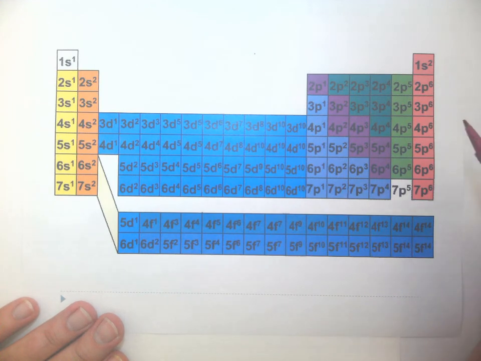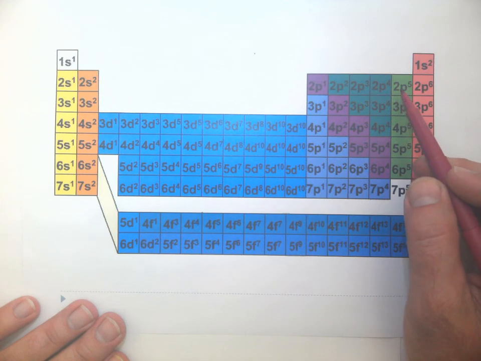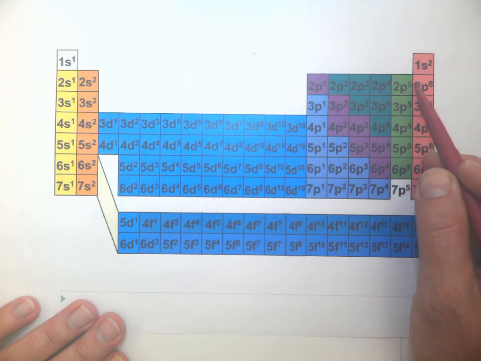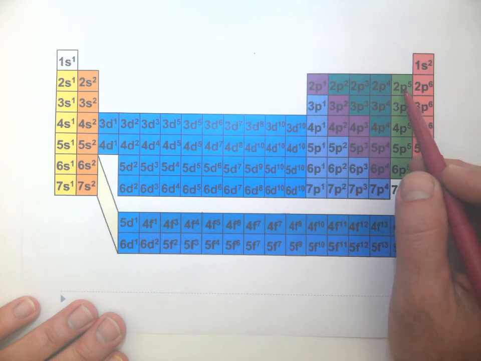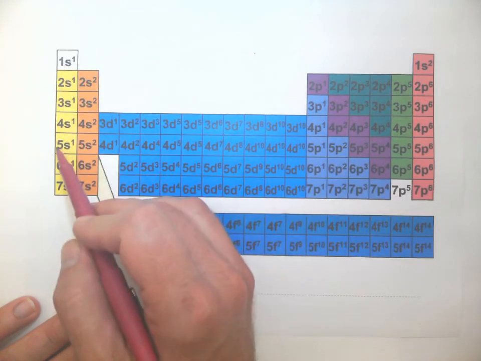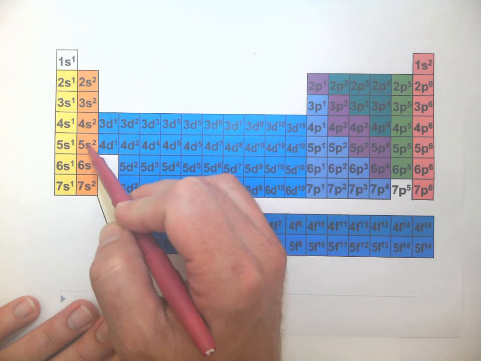So if you do your configuration and you get to the last term, whatever the last term is, think of it as its row, block, and column, and that's its home on the periodic table. Strontium ends in 5s2, so guess where it is? 5th row, S block, 2nd column. That's strontium's box.